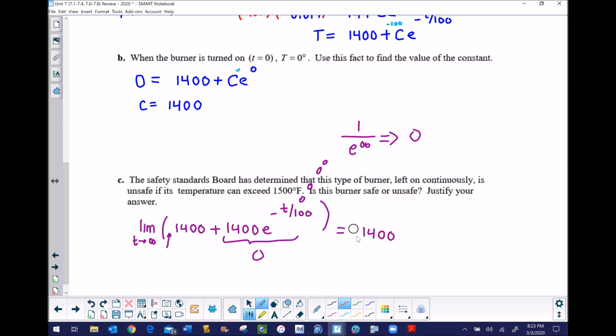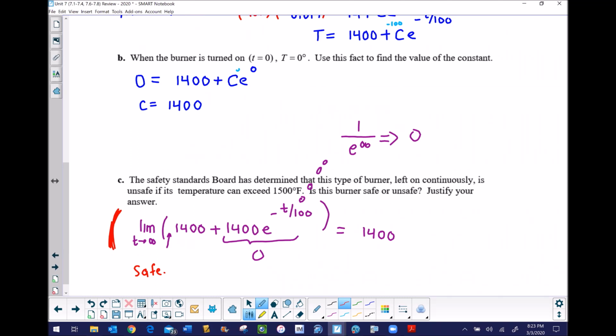So the most that the temperature will reach, the hottest that this plate will ever reach, is 1400 degrees, which means it's safe, right? And when it says justify your answer, the justify means that we showed a limit, right? Justify your answer is very different from explain your reasoning. So, yeah, you were right. I messed up there, Jason.